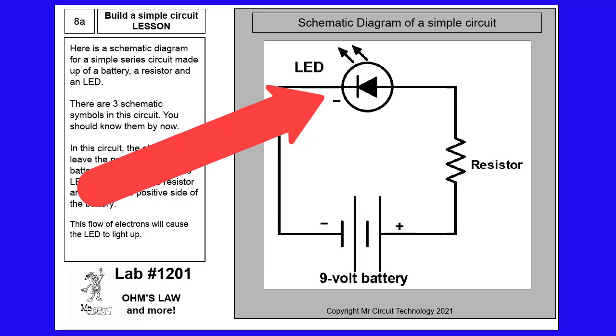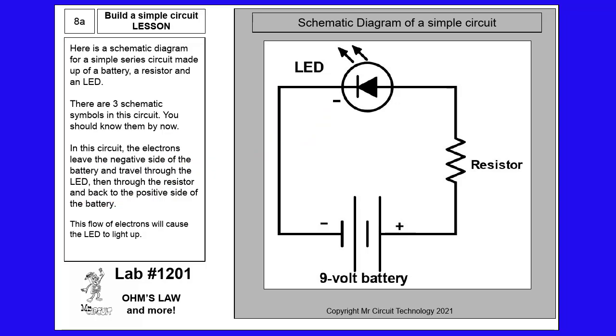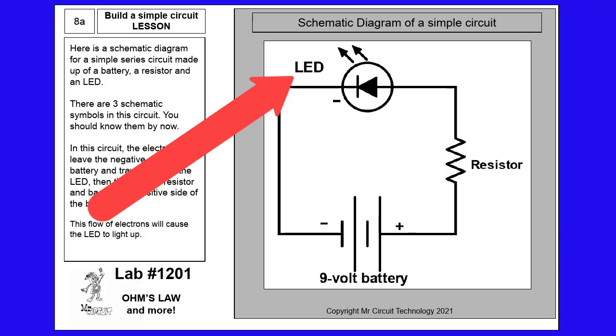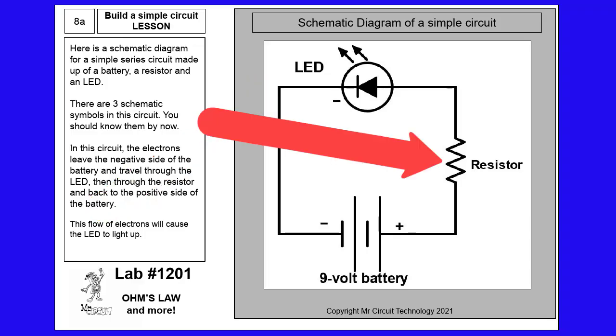What are the elements of a circuit? You need a power source, which is a source of electrons, and a conductor capable of having electrons flow through it. In our circuit, we have a battery as a source of electrons, an LED to produce light, and a resistor to control the amount of current.